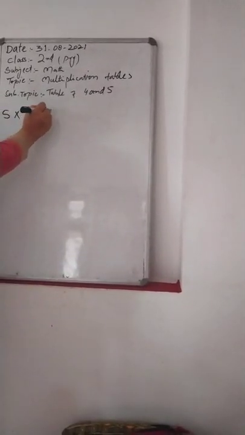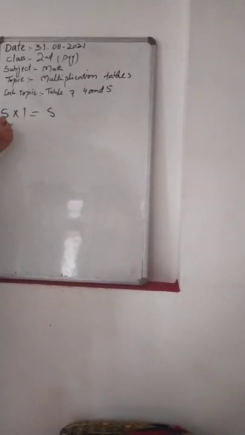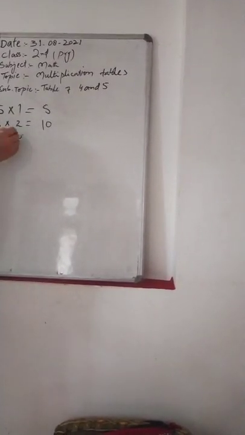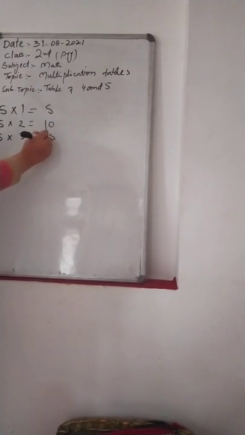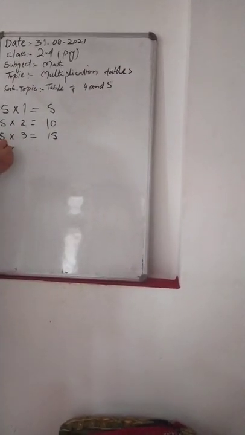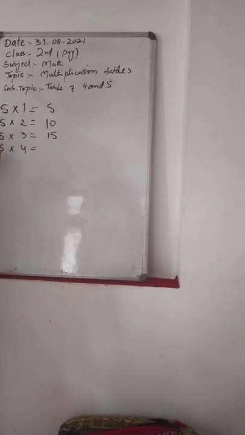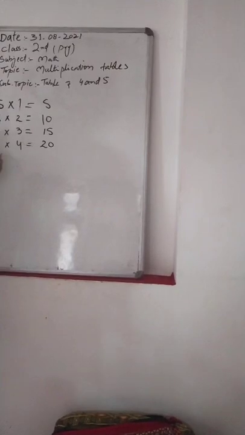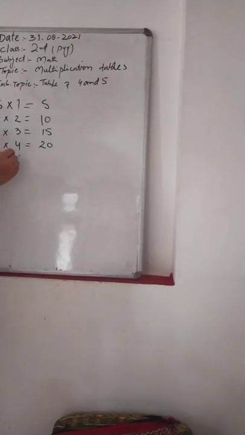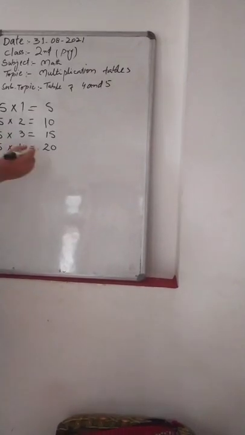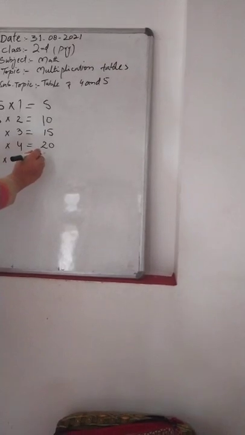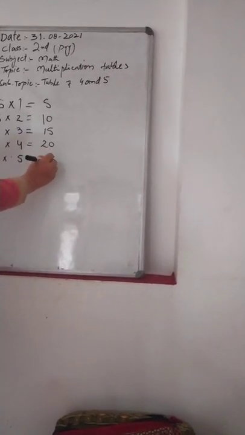5 ones are 5, 5 twos are 10, 5 threes are 15, 5 fours are 20, 5 fives are 25.